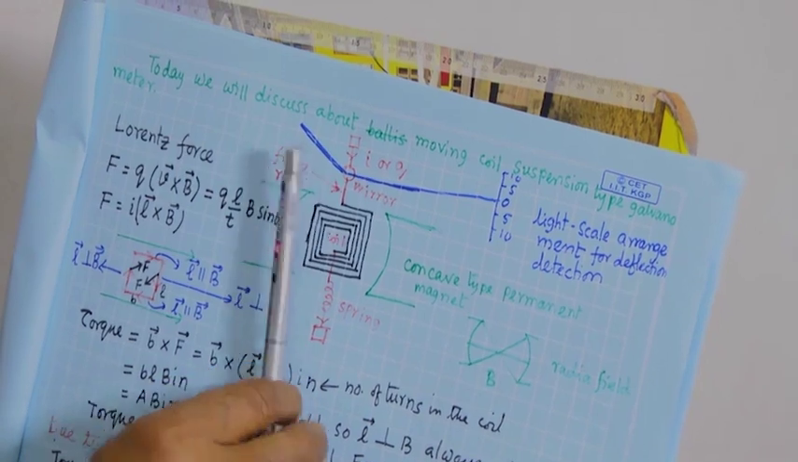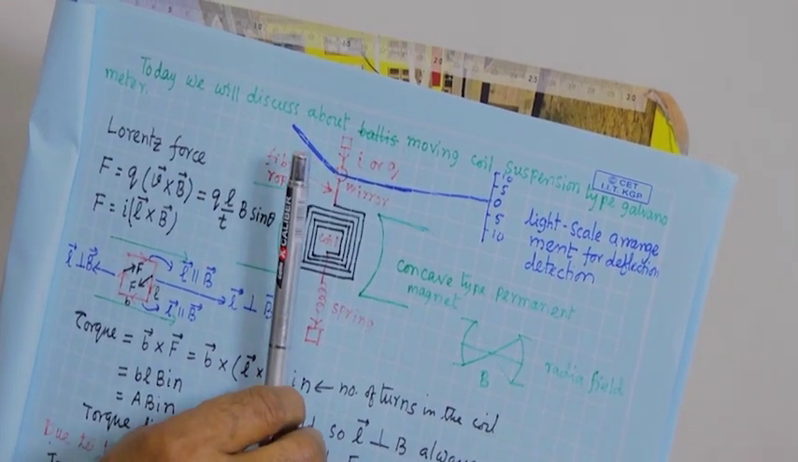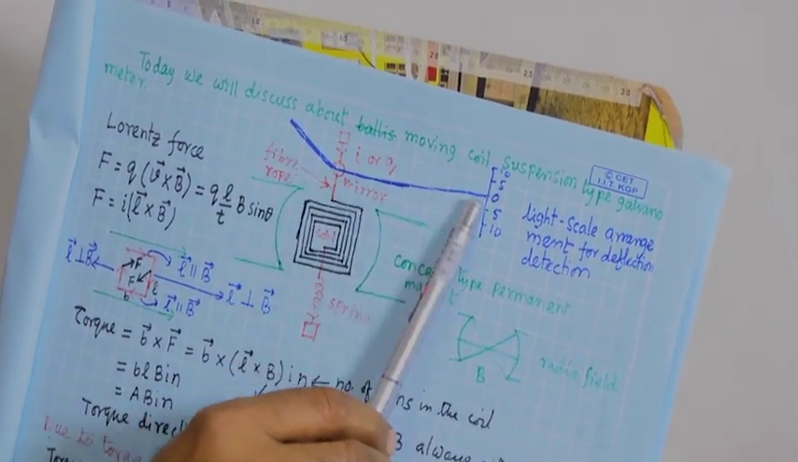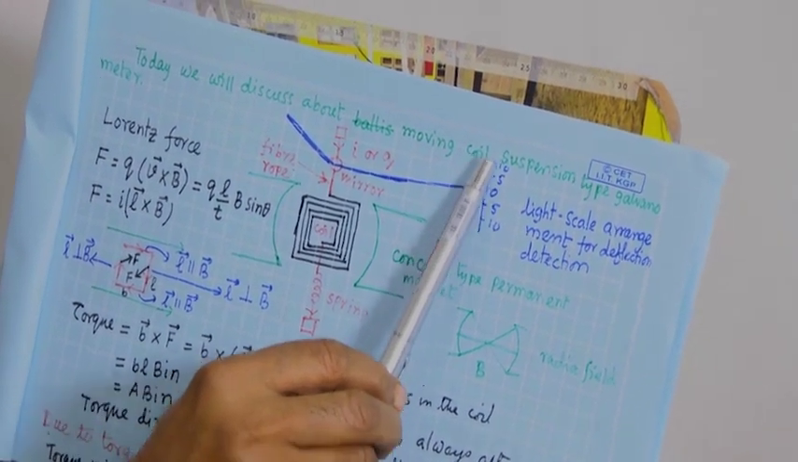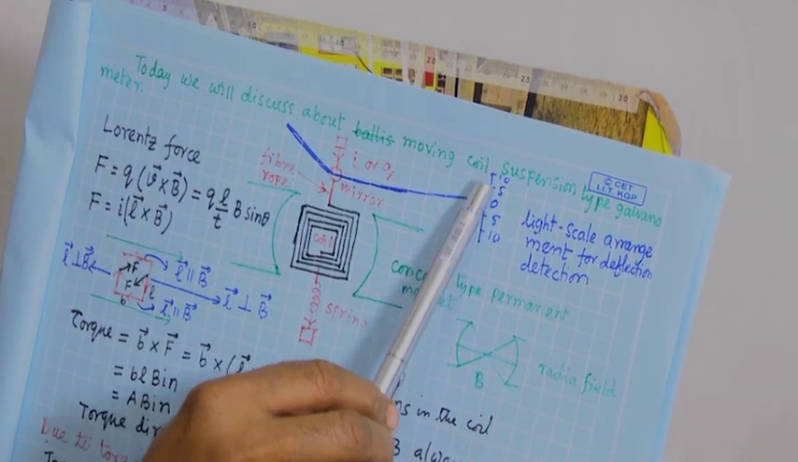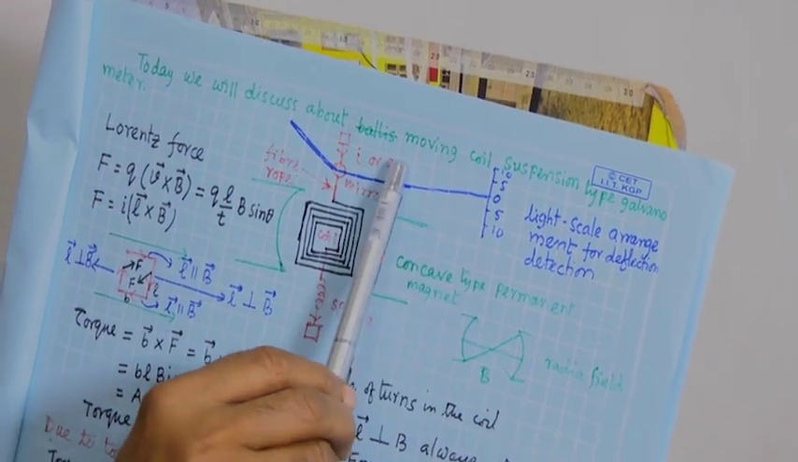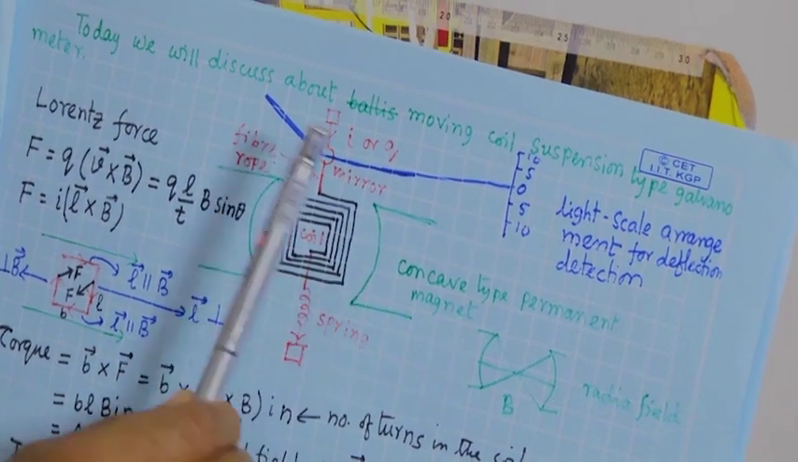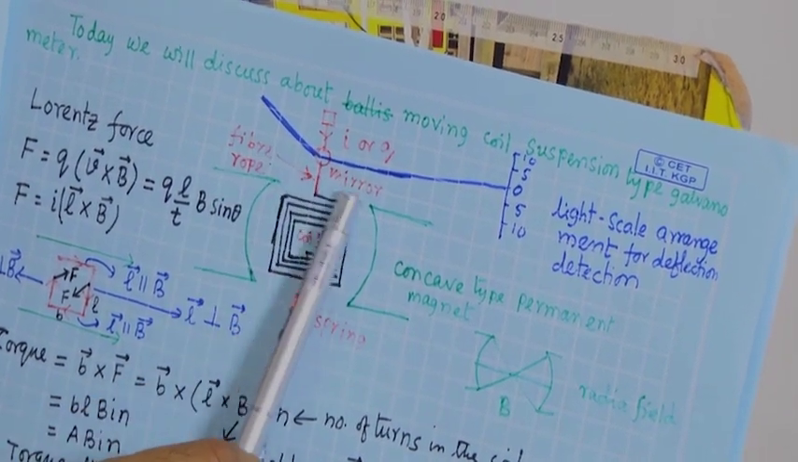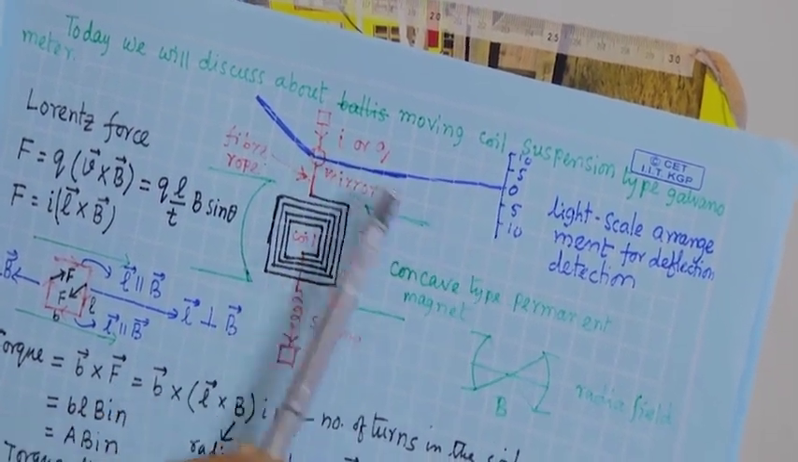If this rotation angle is theta, the reflected light will move the spot on the scale. Because the change of this angle is 2 theta. If the mirror rotates by theta, the reflected light rotates by 2 theta.